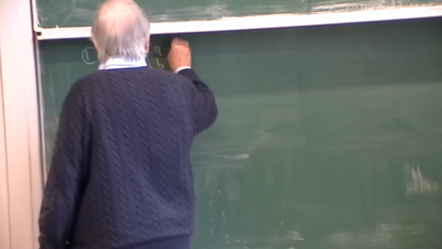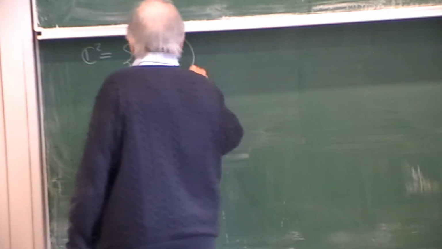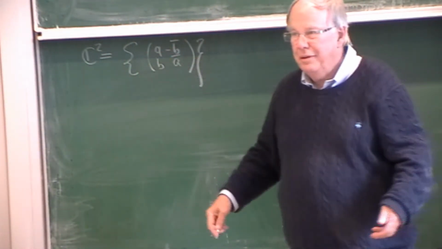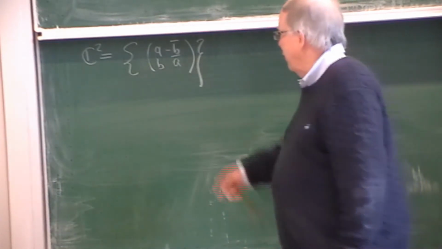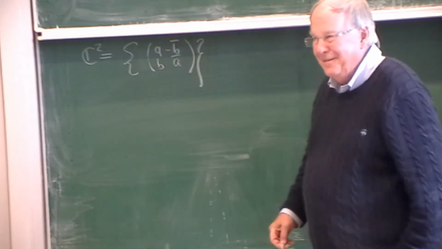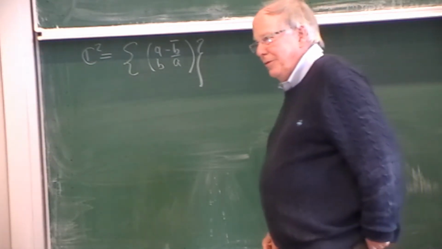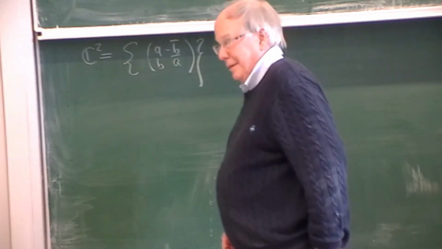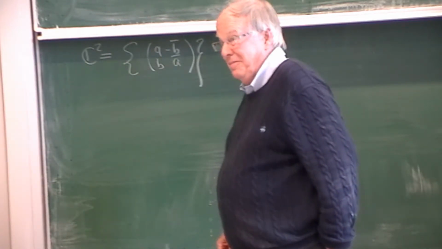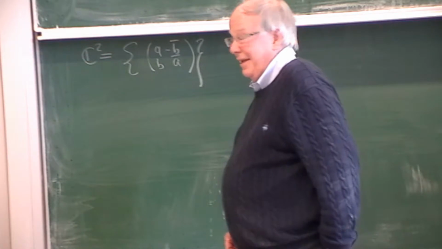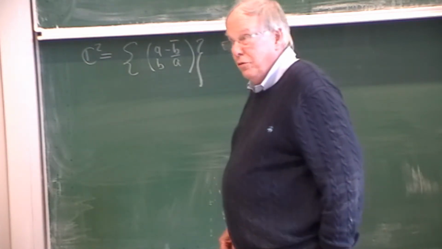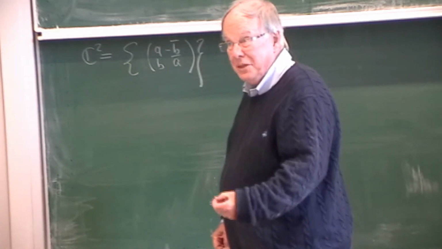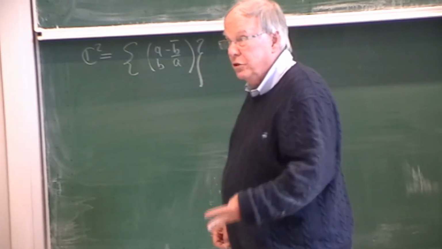It's A, B, minus B bar, A bar. You agree, there's no condition, just A, B. That's C2. For example, the zero matrix is there. Well, it's interesting that this thing comes equipped with addition and multiplication. Isn't that interesting? It comes equipped with addition, multiplication, and a norm, which is the determinant.